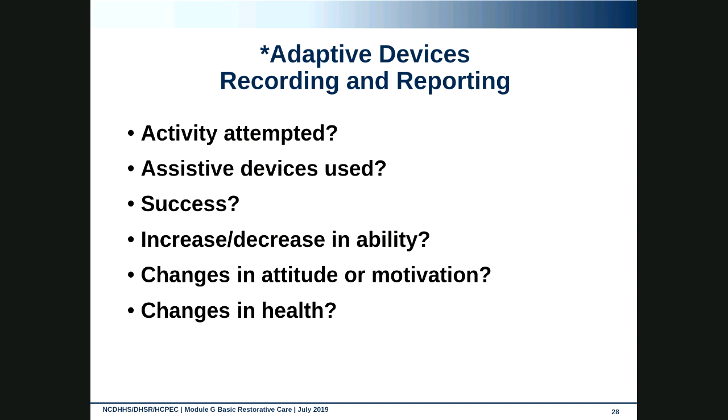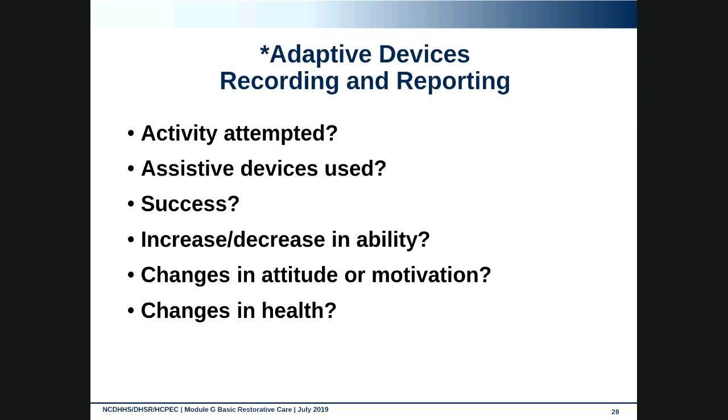What was their attitude? What was their motivation? Did they really want to work with it and do more, or did they not want to do anything at all? These things can help allow us to make changes to their schedule or their treatment plan. Maybe we need to get other people involved. And were there any changes in health evident while you were using the device?